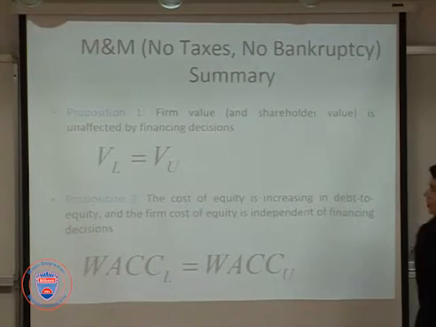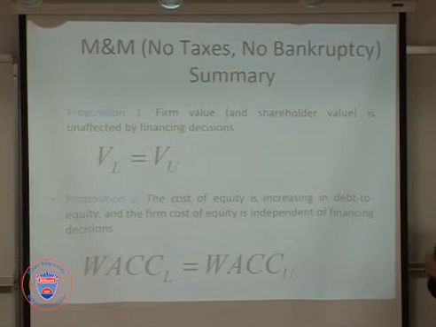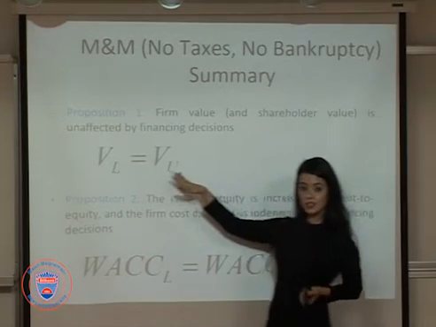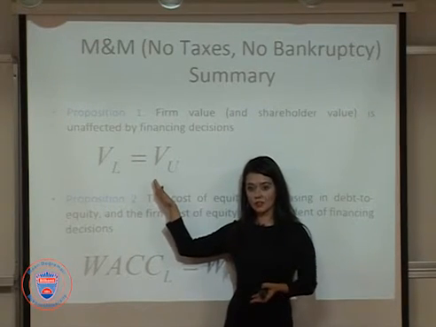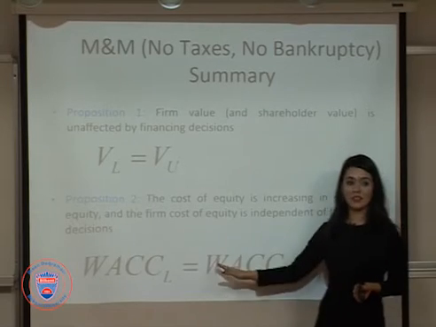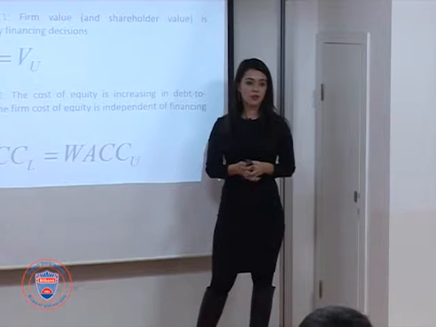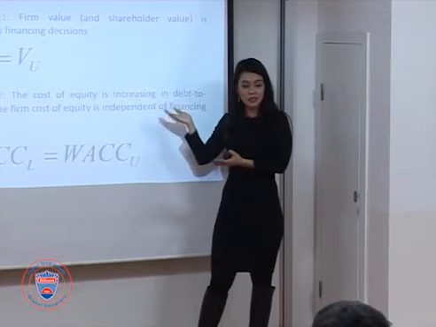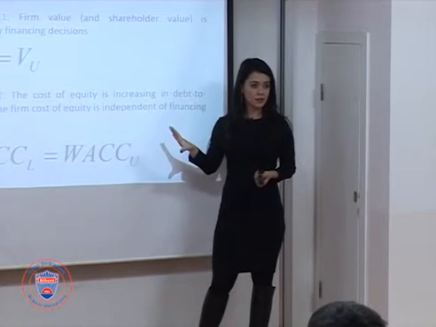Okay, finally, we're done with the basic case. In the Modigliani-Miller setting, where there are no taxes and no bankruptcy, we have two propositions. One, you cannot change the value of the firm by changing capital structure. And proposition 2 says you cannot change the weighted average cost of capital by changing capital structure. So what does it say? Capital structure is irrelevant. Any questions about this?